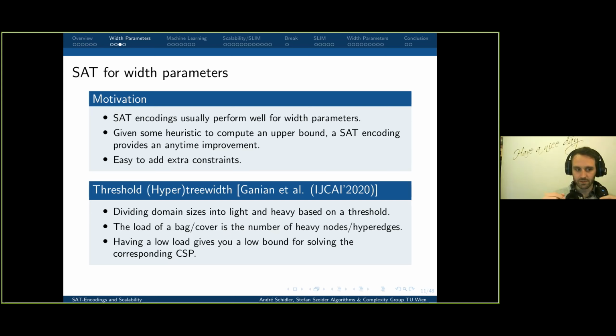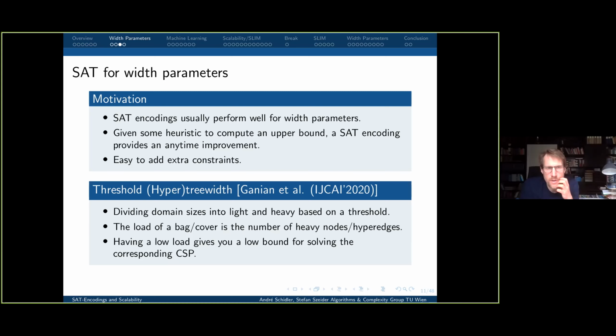And if you look at the tree decomposition, what we then said is we want to not only limit the width of the bags, but we want to minimize the load, that is the number of heavy nodes in the bag itself. And if you do this, you can get nice runtime bounds for the constraint satisfaction problem, and you can also extend this to hypertree decompositions, where instead of minimizing the load in the bags, you minimize load in the hyperedge covers.